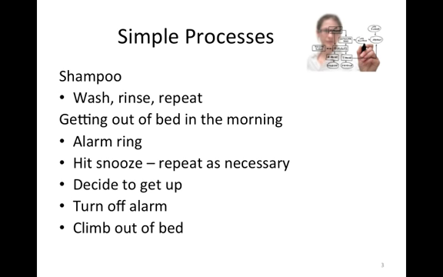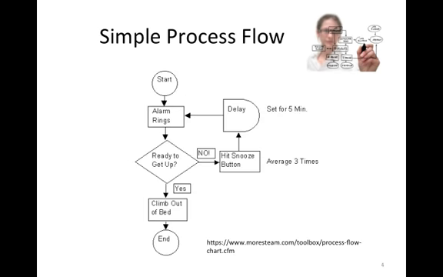When we think about these simple processes, even a simple process like getting out of bed, we've got a number of steps. Shampooing is a set of 3, but we could start quickly getting into very long lists of these processes. And so one way that we like to think about processes in general is through a flow chart. And so this is a simple process flow chart of our process of getting out of bed.